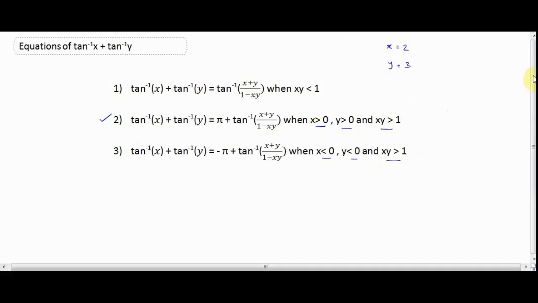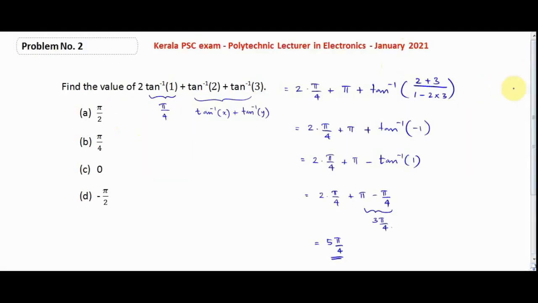In our case, the value of x is 2 and the value of y is 3. So the appropriate equation is the second equation, and if we use the second equation, we will get the result as 5 pi by 4. Okay.